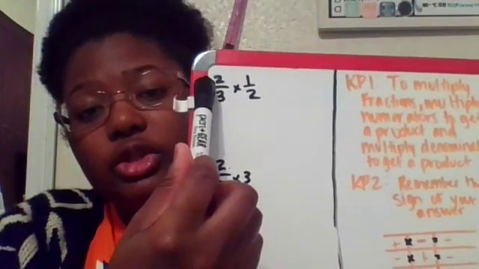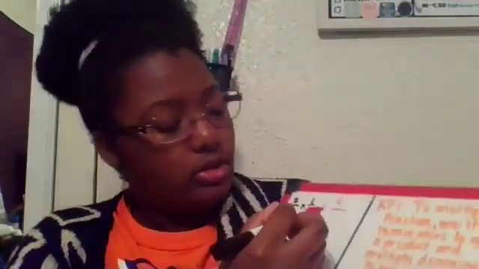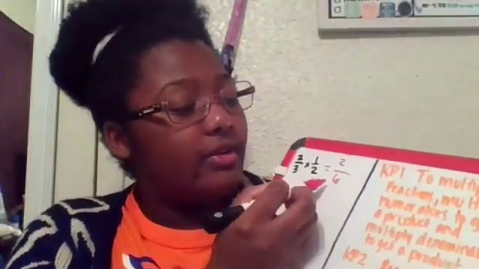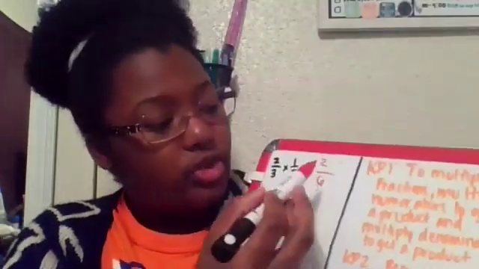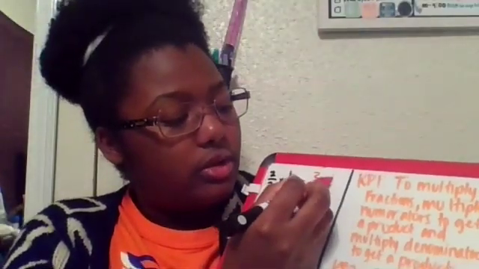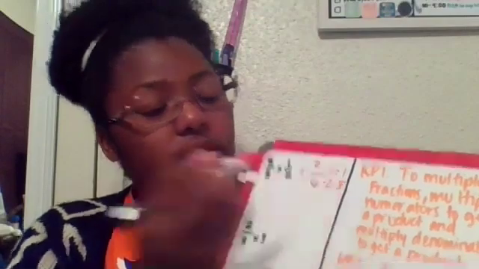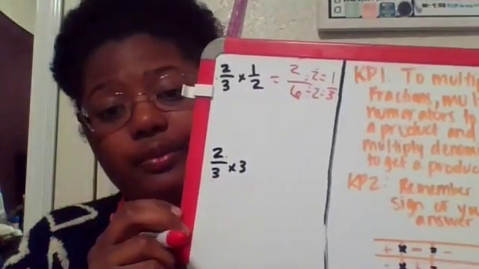So if we multiply 2 times 1, you should get 2. And if you multiply 3 times 2, you should get 6. So your answer should be 2 over 6, but we know we need to put it in a simpler form. We know that we can divide 6 by 2, and we can divide 2 by 2. So 2 divided by 2 equals 1. 6 divided by 2 equals 3. So our answer should be 1/3.